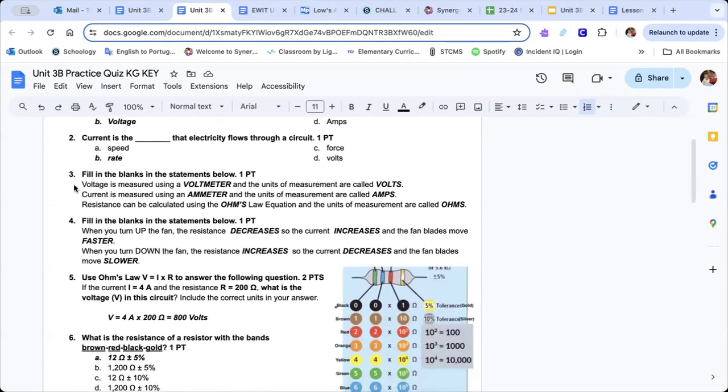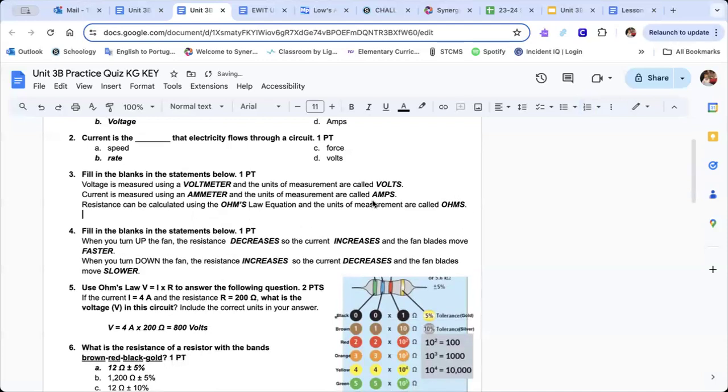Question 3, also from entry 5 and entry 6, voltage is measured using a voltmeter, and the units of measurement are called volts. Current is measured using an ammeter, and the units of measurement are called amps. Resistance can be calculated using the Ohm's law equation, which is V equals I times R, and the units of measurement are called ohms. It looks like the little horseshoe symbol down here. This is an ohm. Just so you remember, that's from entry 6.